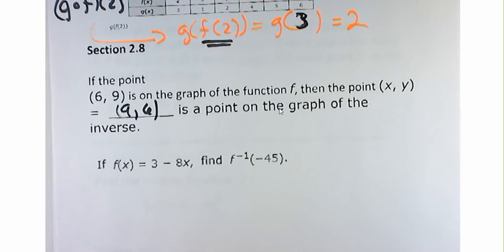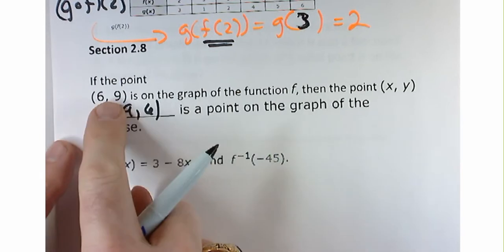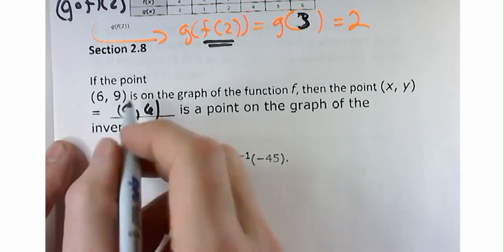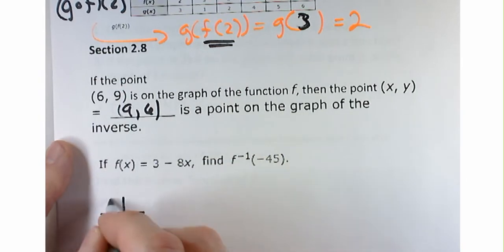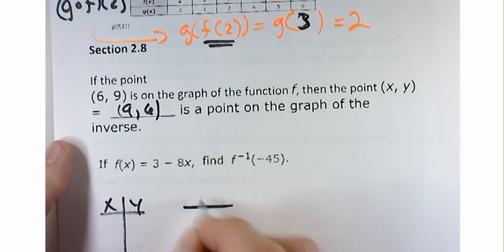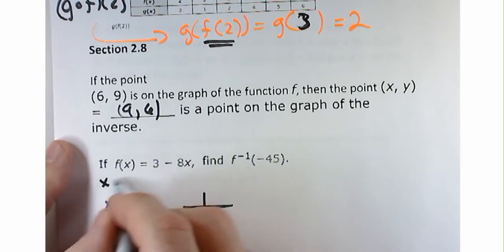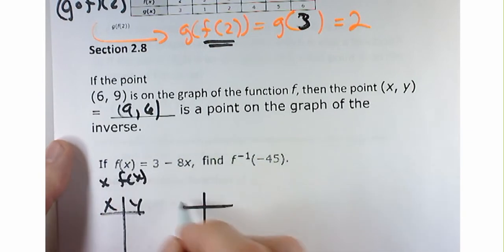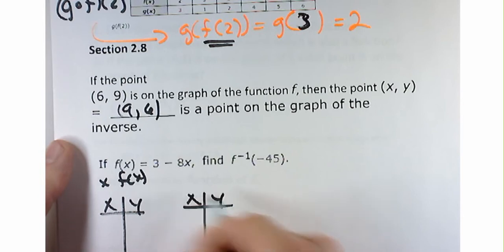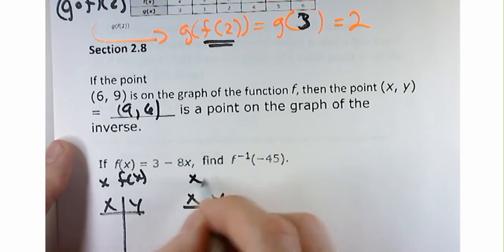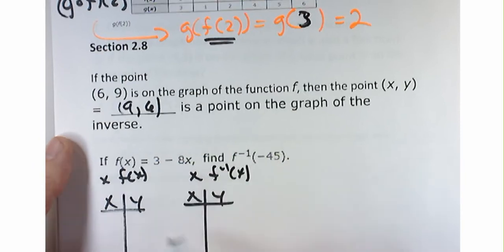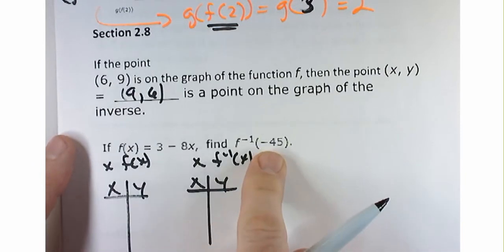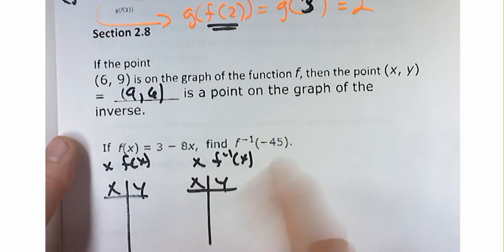Here's a slightly harder way to ask the same kind of question. So remember that the roles of x and y interchange when you go from a function to its inverse. So here's x, here's f of x. Those roles interchange over here. So x and f inverse of x. So what you're saying is that I want to put in negative 45 into my function f inverse and figure out what the y value is.